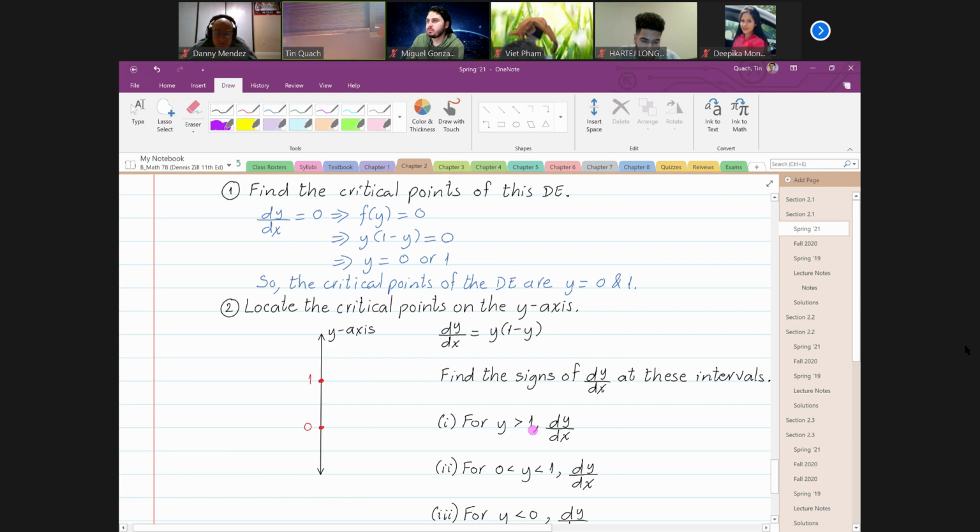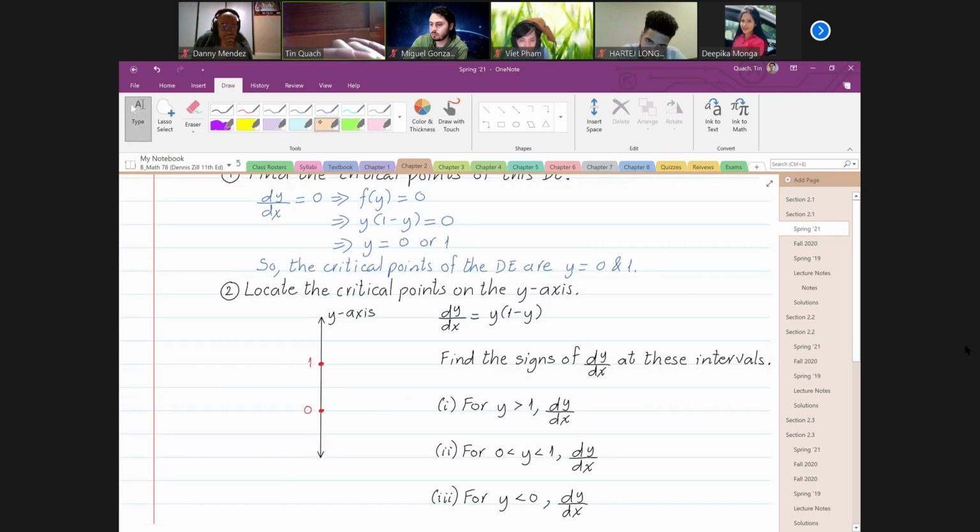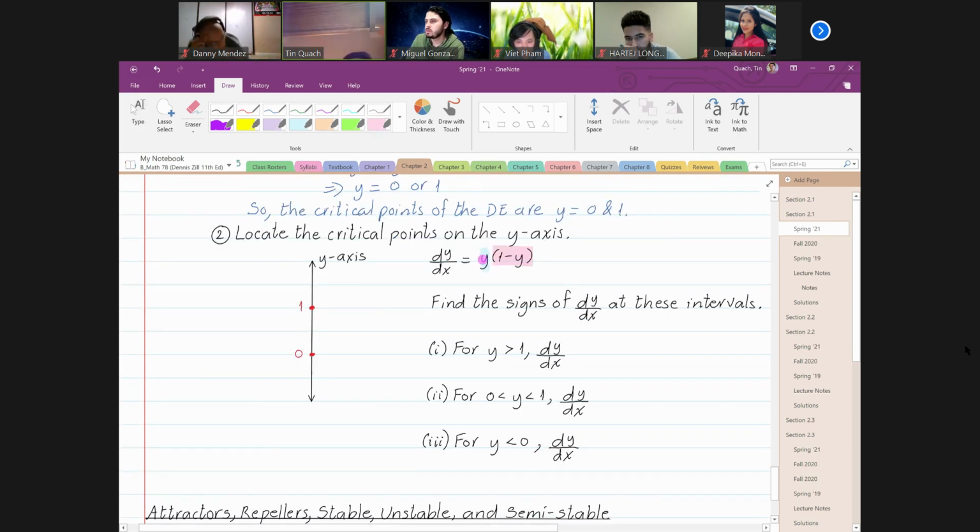So when y is bigger than 1, dy/dx is this times that, right? So let me write over here. I'm going to highlight these two, and you find out the signs. When y is bigger than 1, you plug it in here, that means that is positive. Do you agree? When y is bigger than 1, you know that it is a positive number times. If y is bigger than 1, what do you get right here? Negative. All right, so that is what you get for the derivative. When you have a positive times a negative, you get negative.